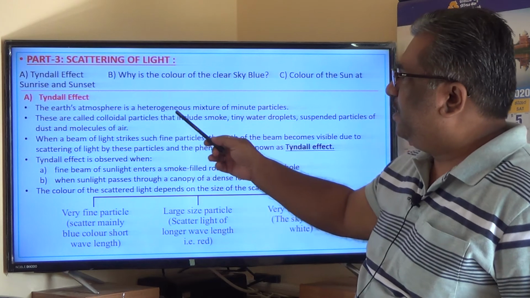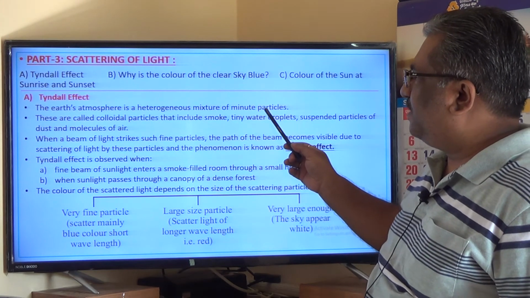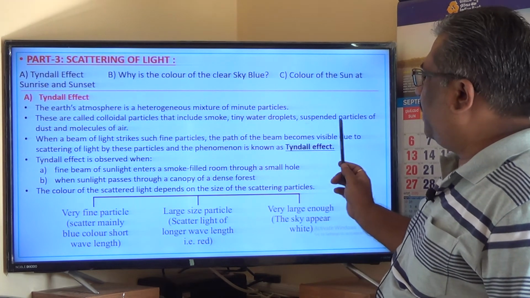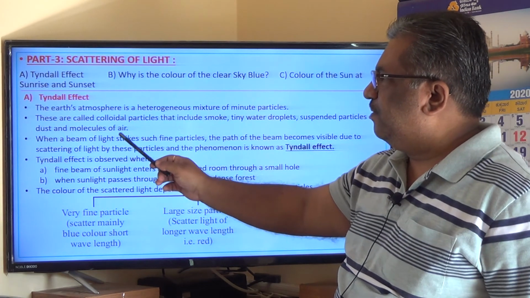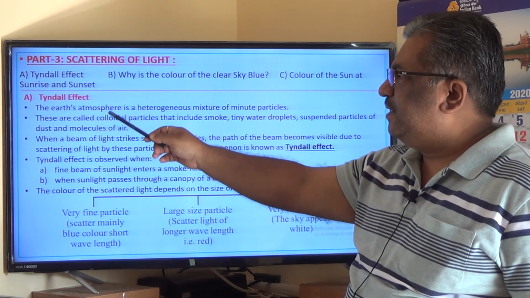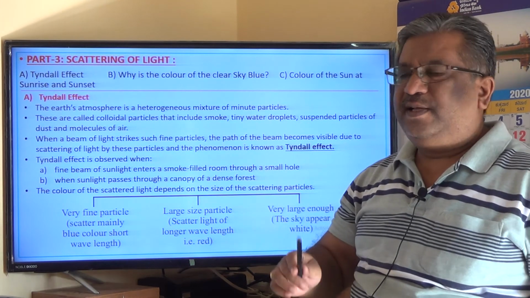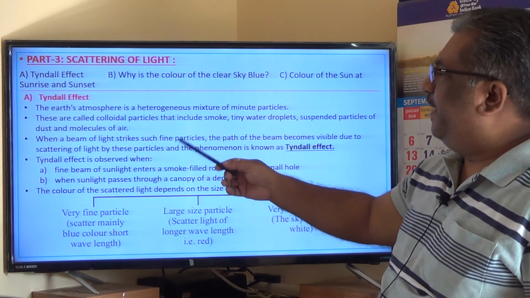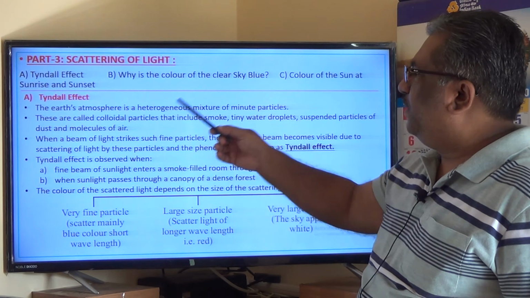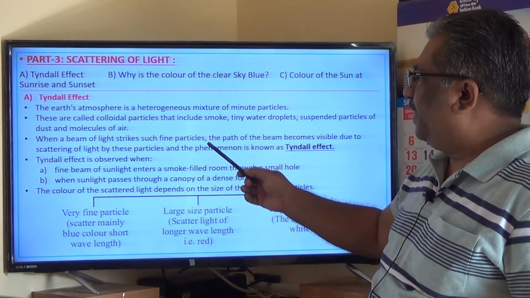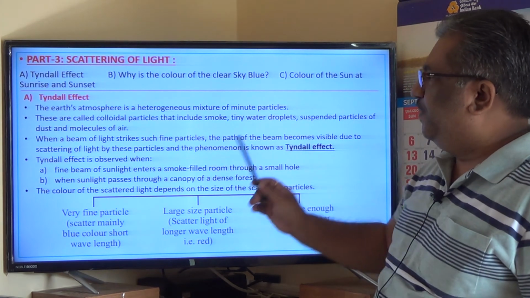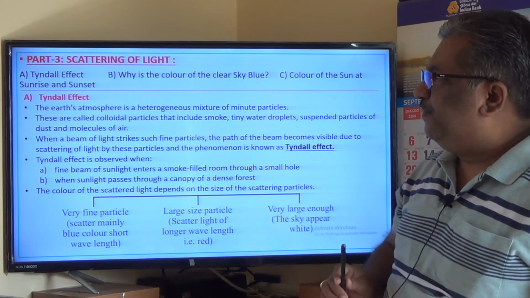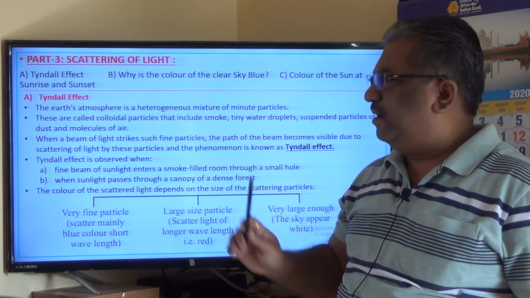Earth's atmosphere is a heterogeneous mixture of minute particles such as smoke particles, tiny water droplets, suspended particles of dust and molecules of air. This is how the Earth's atmosphere is a heterogeneous mixture. So when a beam of light strikes or enters into the atmosphere consisting of such fine particles, the path of the beam becomes visible, and that phenomenon is called the Tyndall effect. I hope this is very clear to you.